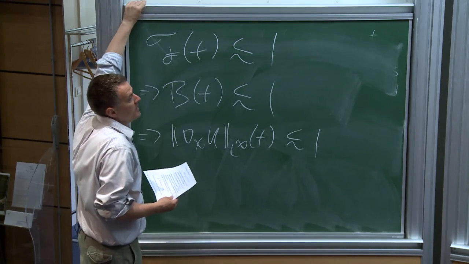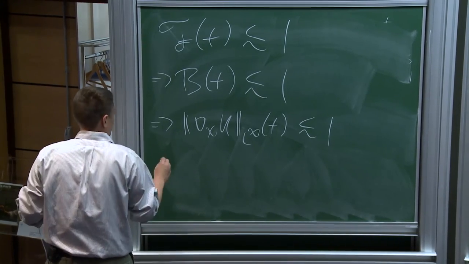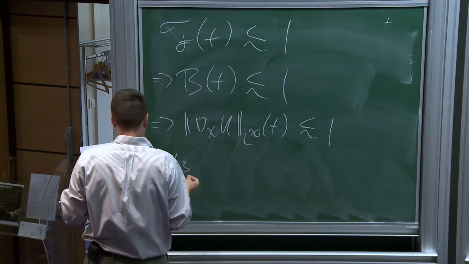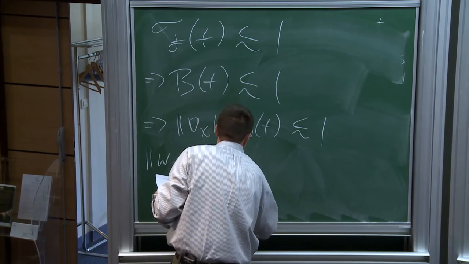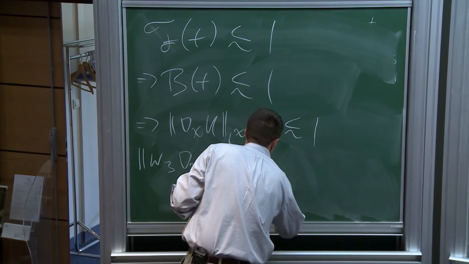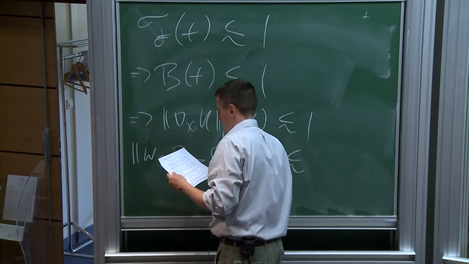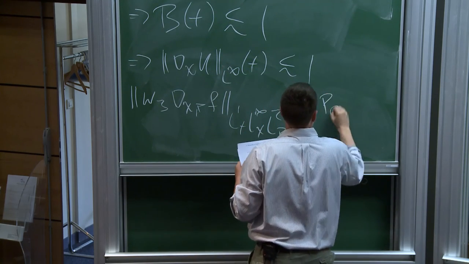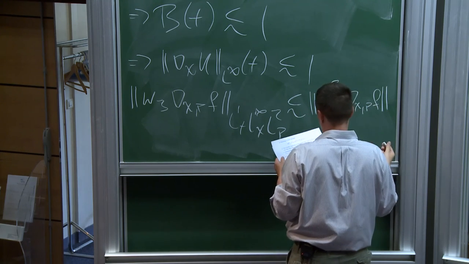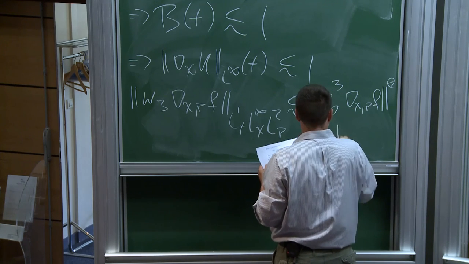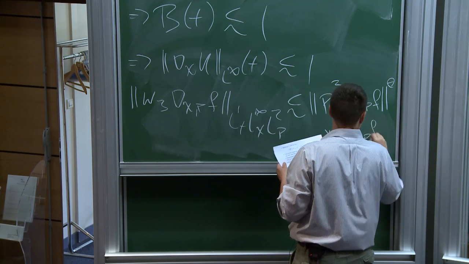Okay, so gradient k is bounded because of all these other bounds, and then also w3 gradient xp f in say L1T L infinity X L2P is less than or equal to... Now you see why I did the L infinity bound for gradient XPF.